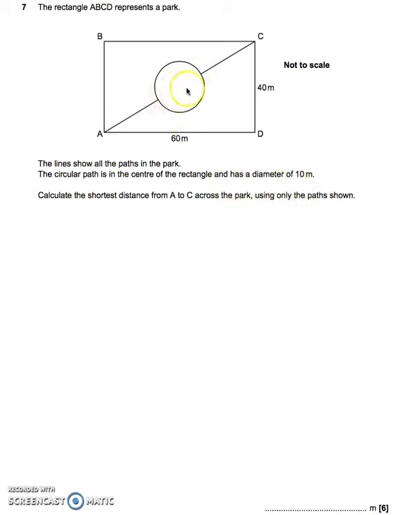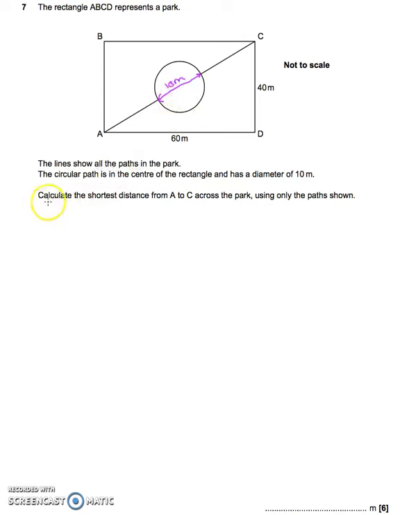Now, that's not marked on the diagram. I am going to first of all mark that on the diagram roughly. The diameter is obviously the distance from one side of the circle to the other going through the centre of the circle. That is 10 meters.